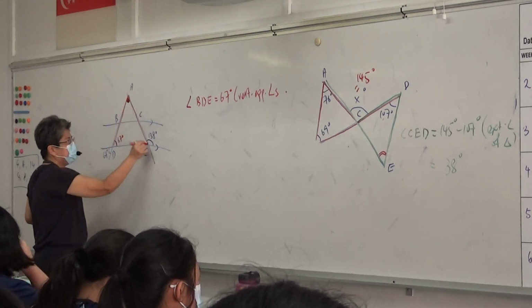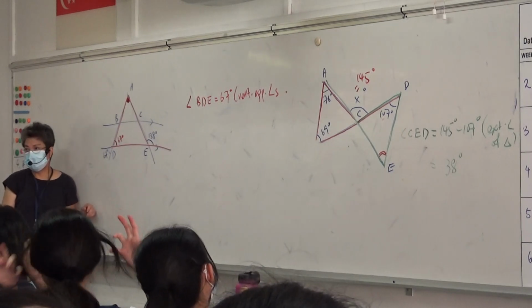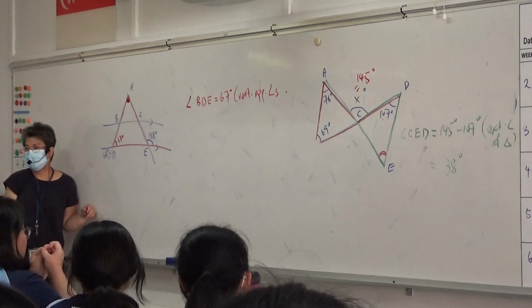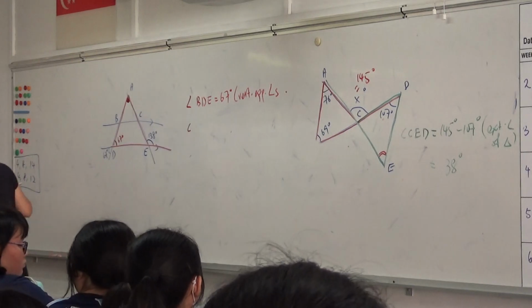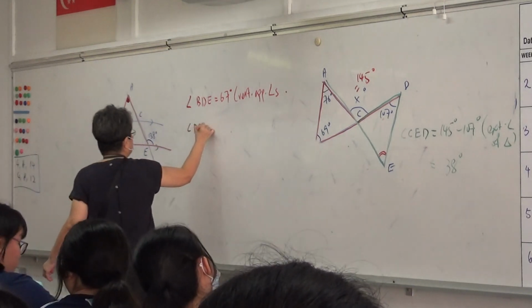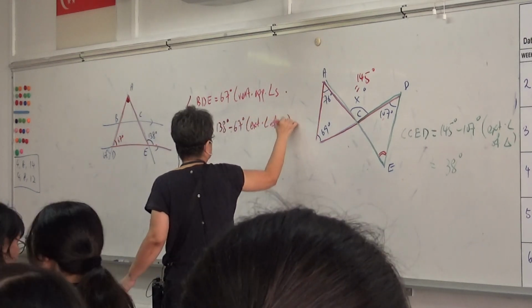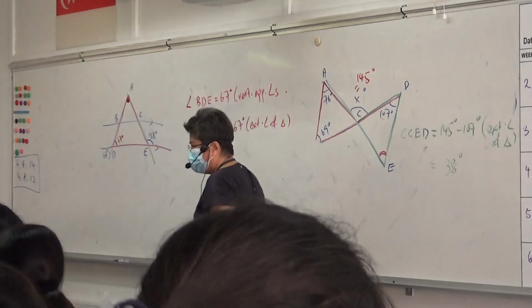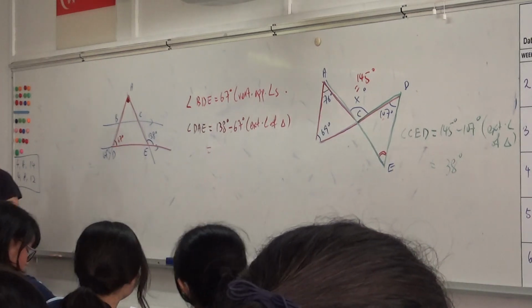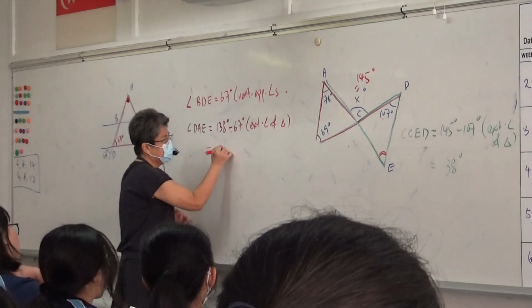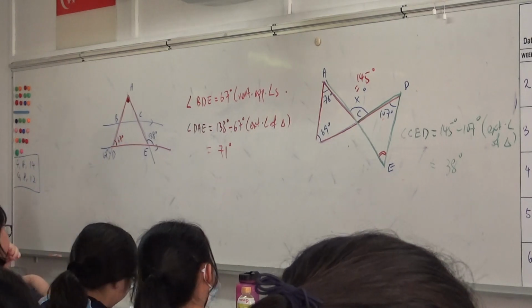I want all of you to look at this triangle. Do you agree this is exterior angle? According to the red one. I'm talking to you. According to the red one, this is the exterior angle. So, angle DAE will be 138 degrees minus 67 degrees. Exterior angle of triangle. This will be how much? All of you minus for me. What is this? 71 degrees, right?